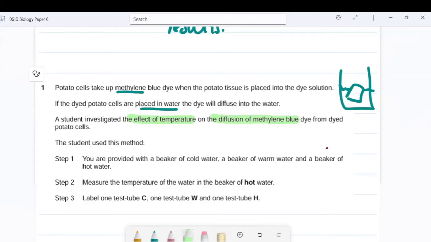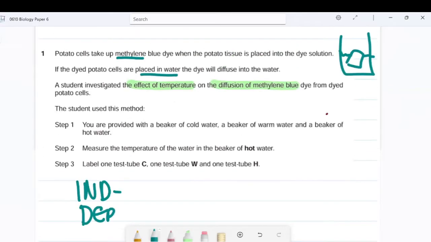Now already you can see which one is your dependent, which one is your independent variable. Now they're telling you the effect of temperature. So essentially they're telling you if the temperature is high, if the temperature is low, how does the diffusion of methylene blue into your potato cells change? How is it affected by change in temperature, effect of temperature? So what you're changing is your temperature. So independent variable in this scenario is your temperature.